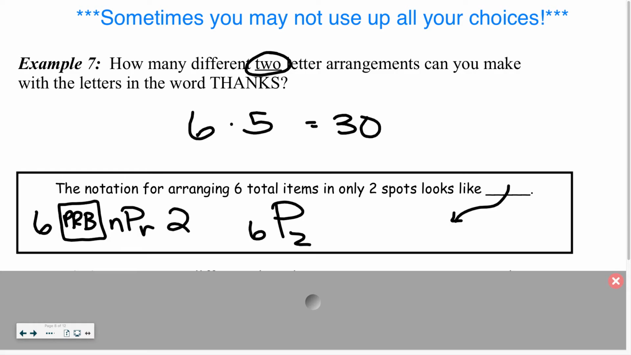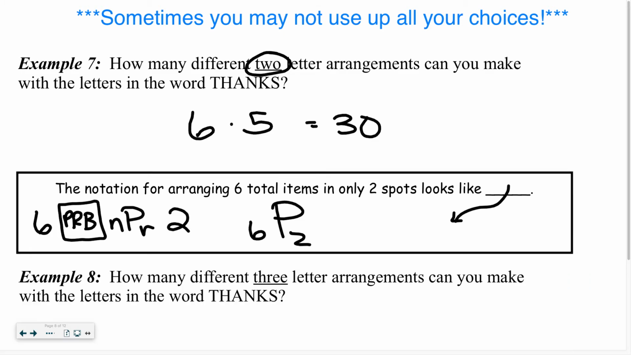I would accept either work for a quiz or a test. You could do 6 times 5 because you're thinking about it like we did with the license plate problem. Or you could do a permutation of 6, pick 2, because you think that's faster. Either of those is fine.